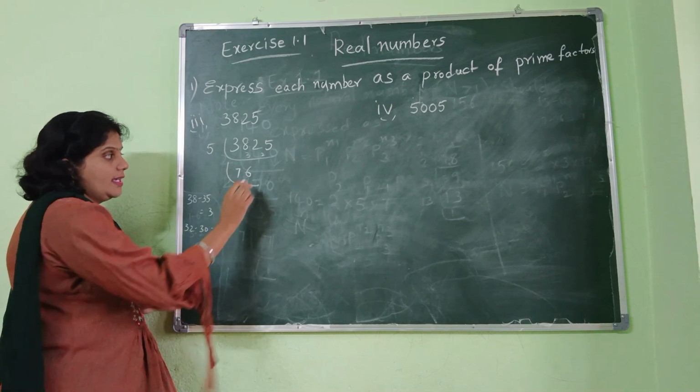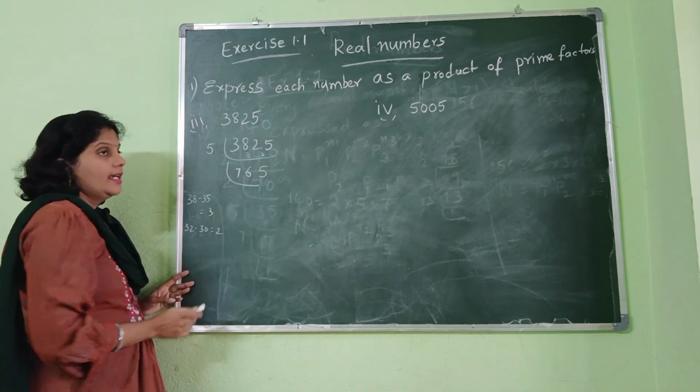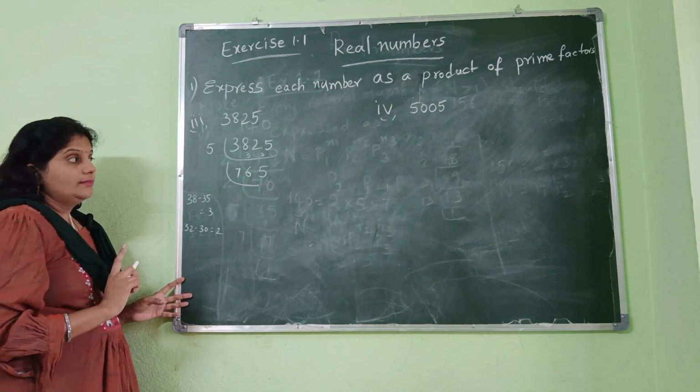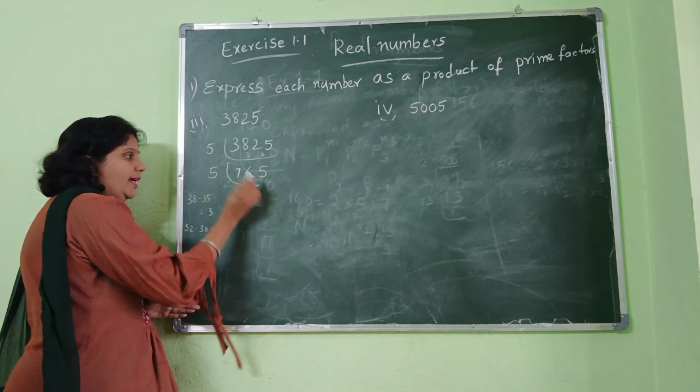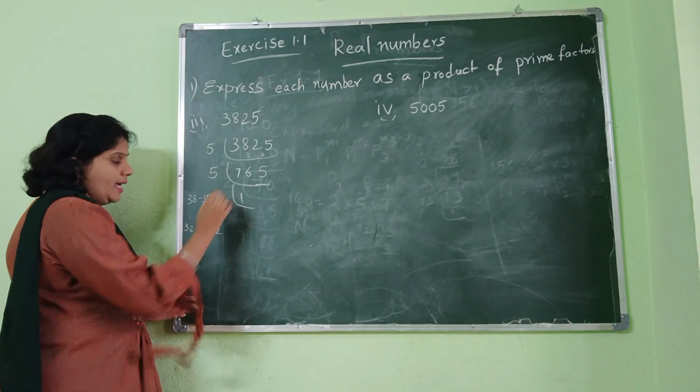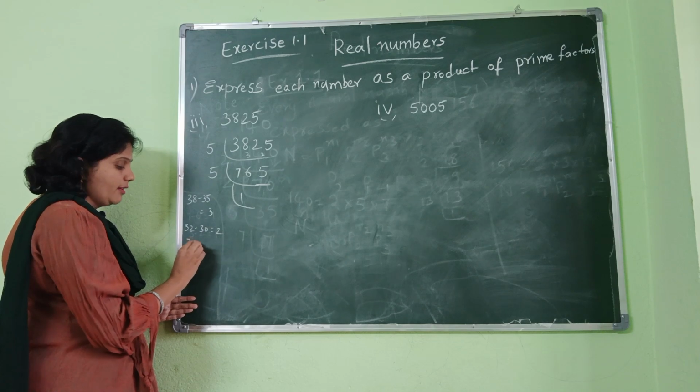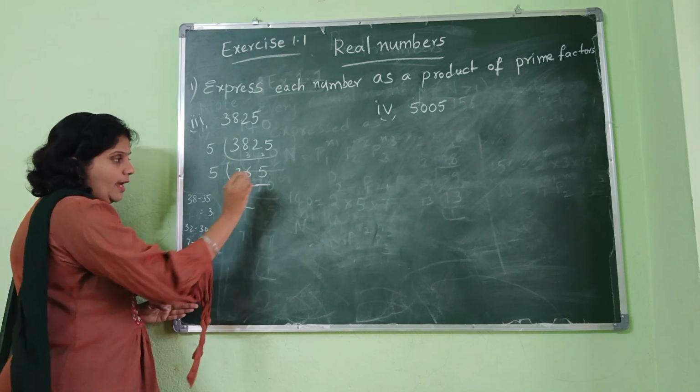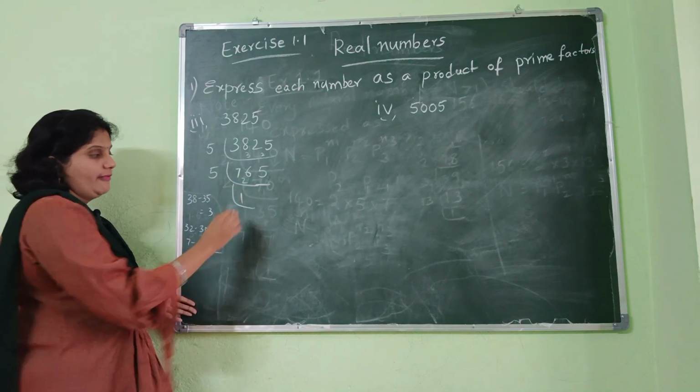In 5 table, 5 fives are 25. Next, again the number is ending with the digit 5, so it is also again divisible by 5. So 5 ones are 5. Again 7 is there, so 7 minus 5, how much? 2. So 2 I am writing here. Then 26. So 5 fives are 25.